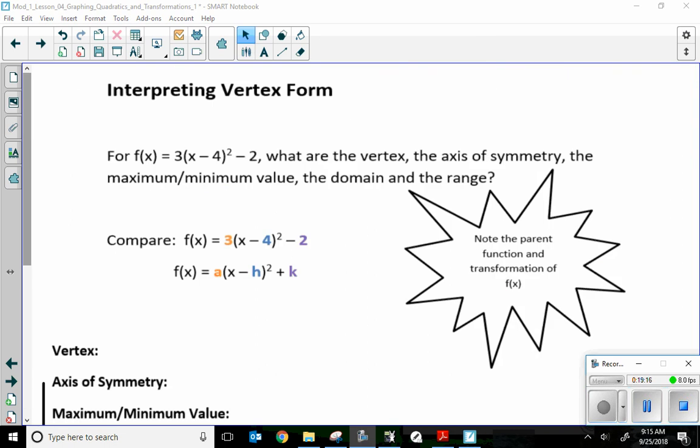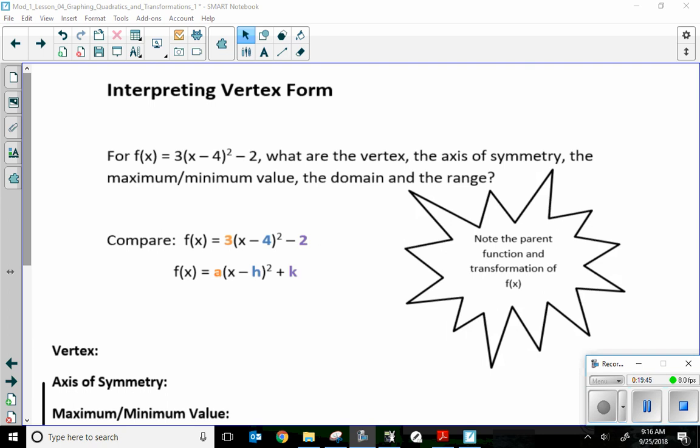Okay. Let's make things easier. Let's start interpreting this actual vertex form, this new thing that freaks us out. As we start to answer our questions using the vertex form, you're going to start to feel more and more comfortable because it's going to be easier for you.